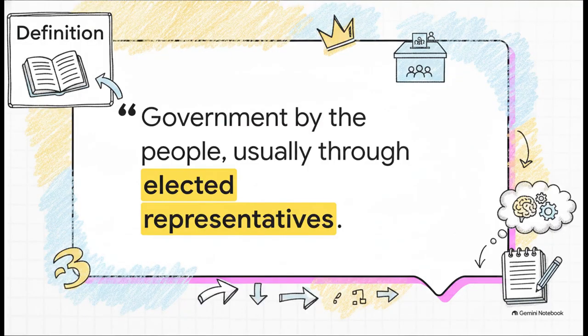Okay, so we start by defining our central word, democracy. Now, sure, a textbook might say something formal like government by the people, usually through elected representatives. But here is the absolutely crucial point. We do not want learners just copying that verbatim. No way. The real magic happens when they process that formal text and rewrite the meaning in their own words. That translation, that is the very first major step in taking cognitive ownership of an idea.